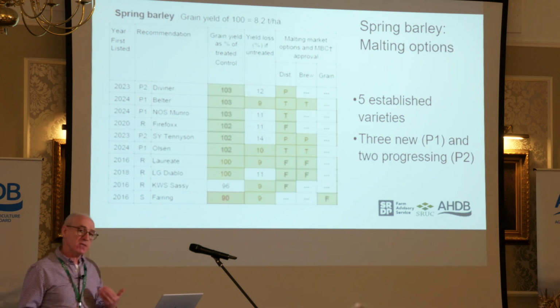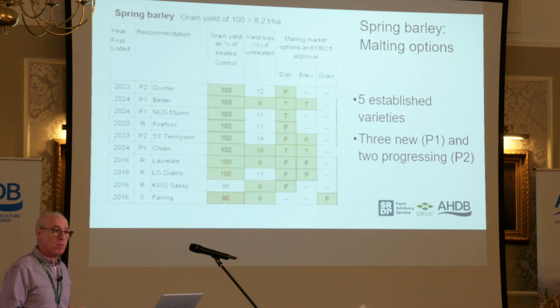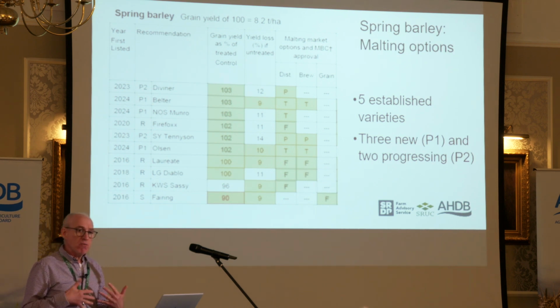So I would like to see this variety be given a chance to see how it fares in different parts of the country, particularly with its quality and its maturity. The other varieties there, you can see from the second column the year on the recommended list. So Diviner and Tennyson in year 2 now. And these 2 varieties both look encouraging for their target markets.